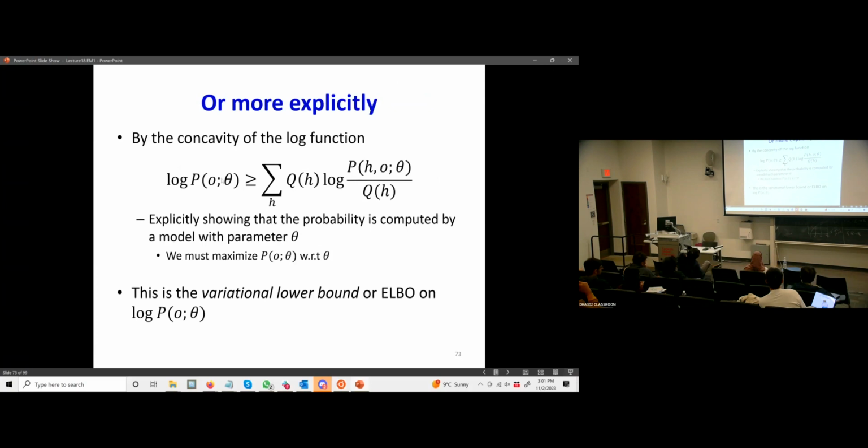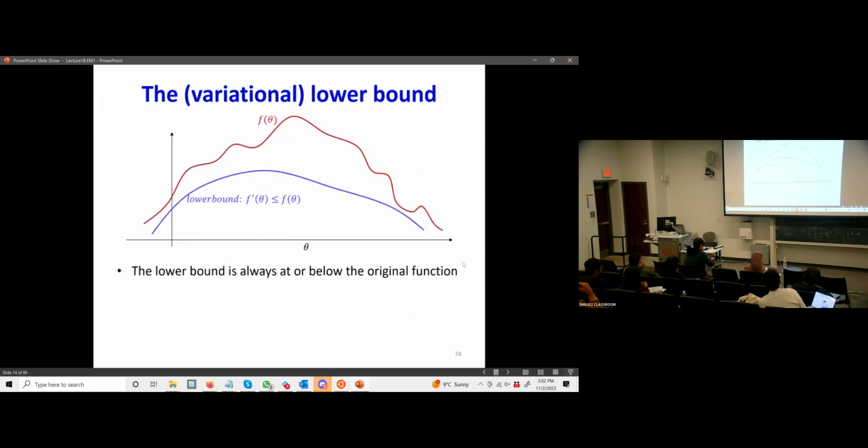I can say that log of P of O with parameter theta is always going to be lower bounded by the average taken with respect to Q of log of P over Q, right? And I'm explicitly showing you the parameter theta in both cases to show the dependence, since these are models, and the model has a parameter theta. It's called the variational lower bound, also sometimes called the empirical lower bound on log of P of O. Now, how do I use this?